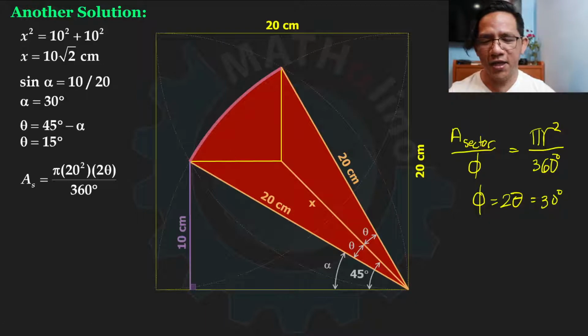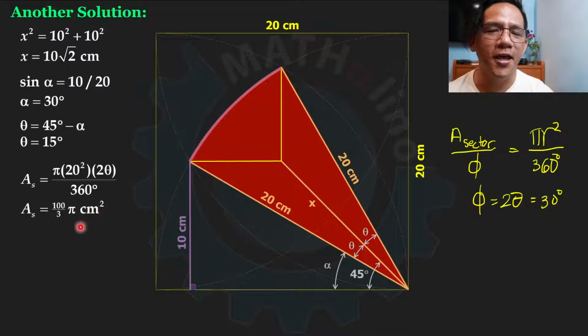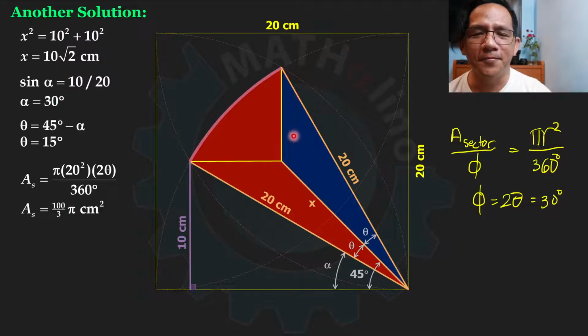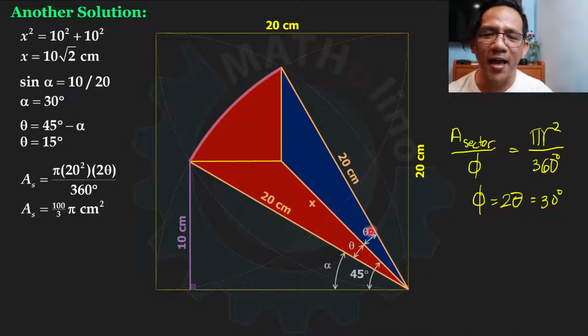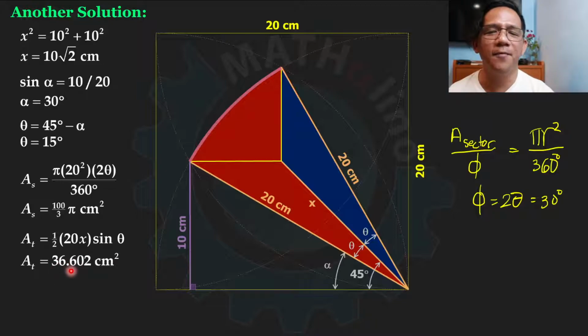All right, so this is the area of the sector of the circle. Pi r squared, all over 360, times 2 theta, that is 30 degrees. That gives 100 over 3 pi square cm, minus this triangle. What is the area of this triangle? 1/2 AB sine theta, so 1/2 times 20 times x sine theta. We already have the value of x, and that is 10 square root of 2. So 1/2 times 20 times 10 square root of 2 times sine of 15 degrees. This is the area of the triangle.